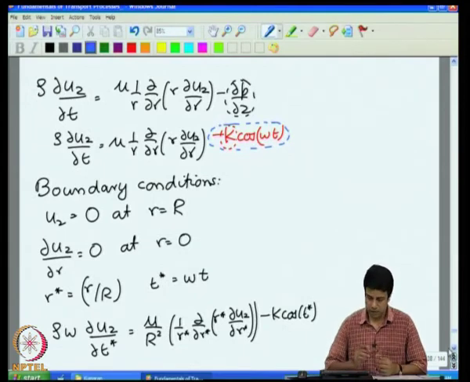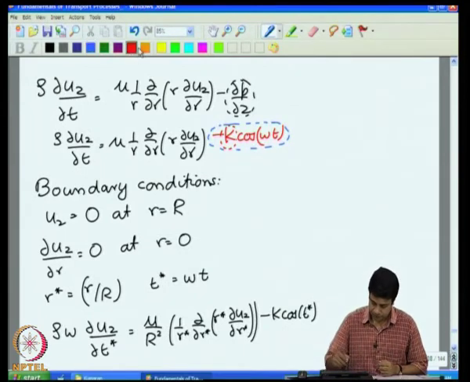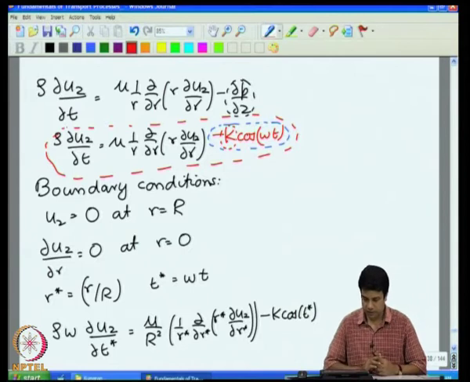So we had a differential equation for the velocity field, which contained an inhomogeneous term. So this equation for the velocity field contained an inhomogeneous term that was k cos omega t. The boundary conditions for the flow through the pipe: no slip condition at the wall. The velocity has to be equal to 0 at the wall at r is equal to capital R. At r is equal to 0, we have the symmetry condition that we had discussed earlier.